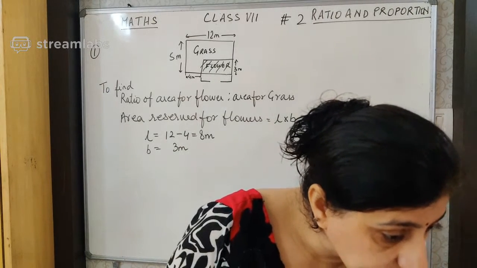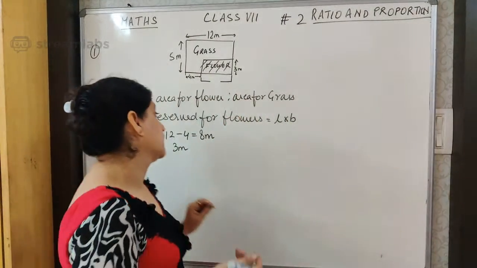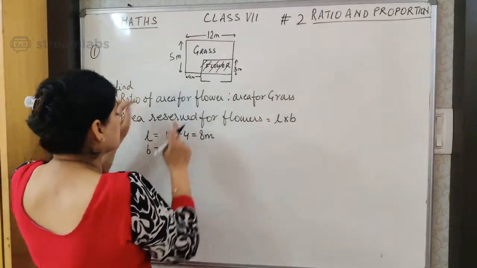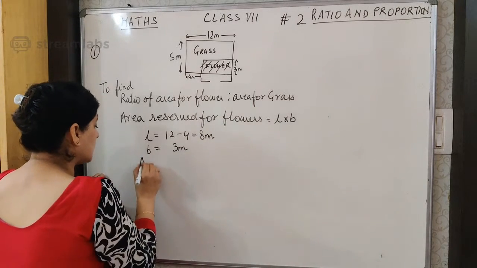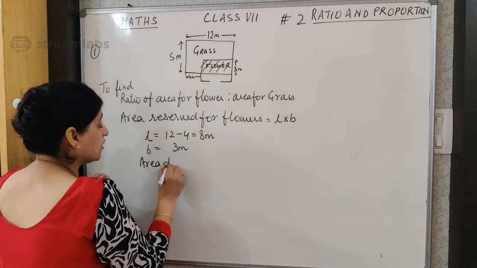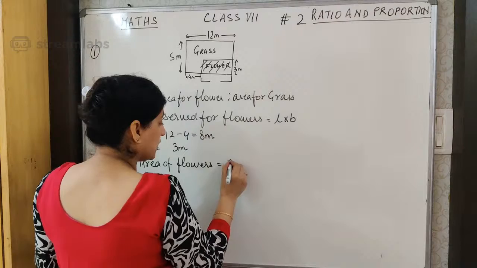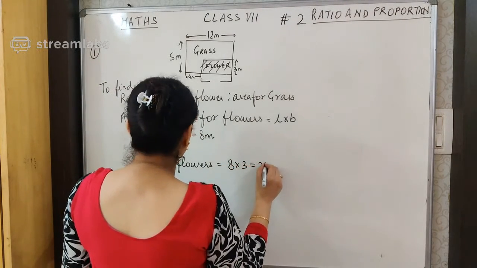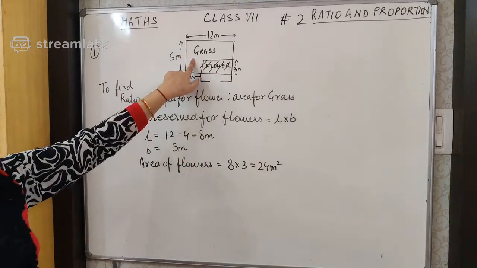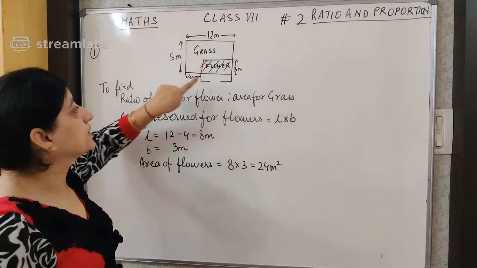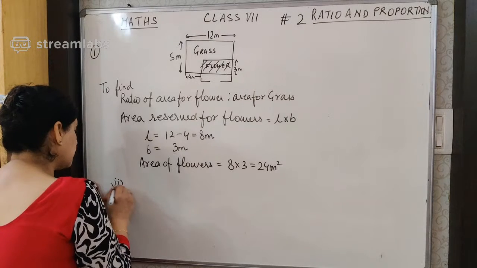Yes, the first answer has come from Ashvi Chitkara. Then Gauri Sharma. Very good. This will be 12 minus 4 equal to 8 meter. The breadth is given to me 3 meters. So the area reserved for flowers will be equal to 8 into 3 is equal to 24 meter square. Now to find the area reserved for grass, it will be the total area minus the area reserved for flowers. So we move on to the second part.